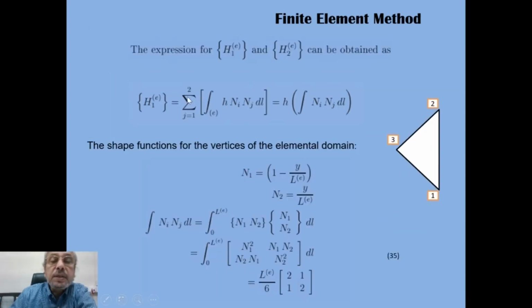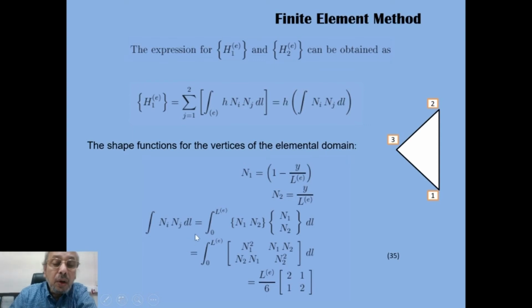So H1 is, as we said, integral of H Ni Nj dl, and we can write N1 as 1 minus y by L, and then N2 will be y by L. These are certain shape factors at points 1 and 2. If N1 is 1 minus y by L, N2 will be y by L, so that the summation of the shape factors anywhere on the segment has to be 1. That is a property of the shape factors.